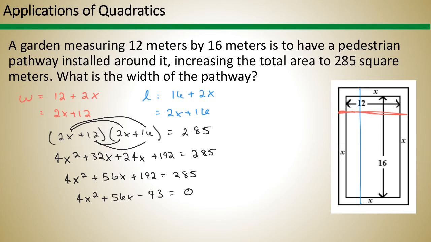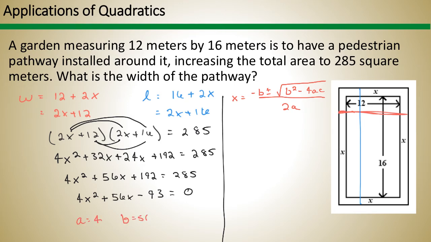Okay, so there's a couple different ways that I could try to solve this. I could try to factor, or I could use the quadratic formula. Okay, so since these numbers are a little bit bigger, let's just use the quadratic formula on this thing so we don't have to try to factor it. Okay, so quadratic formula, if you remember, is this: x is equal to negative b plus or minus root b squared minus 4ac, all of that's over 2a. So my a in this case is 4, b is 56, and c is negative 93.